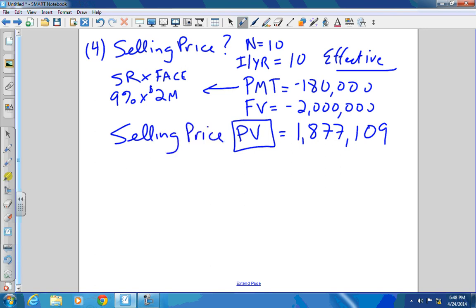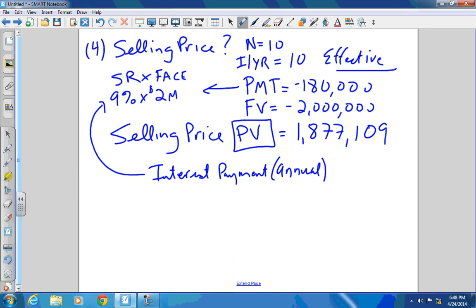Well, remember, we had two more unknowns. We had our interest payment, and remember, we're going to first look at it on an annual basis. And that interest payment, again, is right from our calculation on the table. And so it's $180,000 a year.